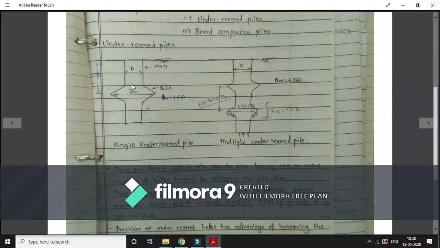Under-reamed pile. So this is the typical diagram of a single under-ream pile, and this is a multiple under-ream pile. This portion is called a stem, and this portion is called a bulb or ream. If a single ream is provided, then it is a single under-ream pile, and if there is more than one, then it is a multiple under-ream pile. Whatever particular dimensions are required for the bulb or the stem diameter will be mentioned here. Now we see one by one.